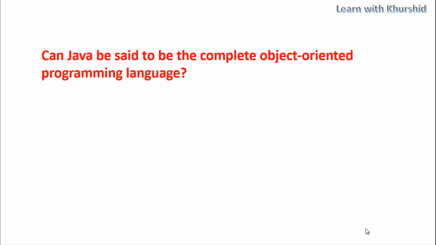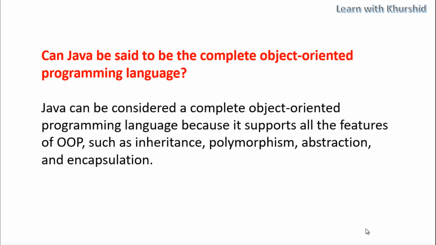Can Java be said to be a complete object-oriented programming language? Java can be considered a complete object-oriented programming language because it supports all the features of OOP such as inheritance, polymorphism, abstraction, and encapsulation.